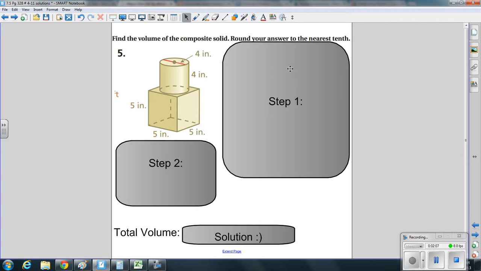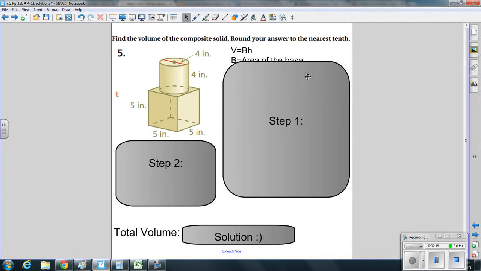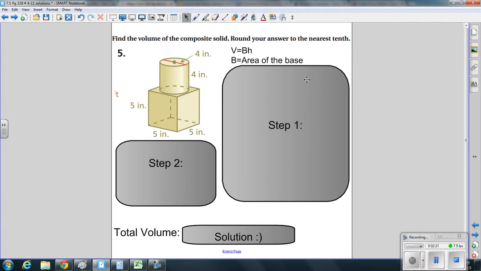So let's take a look at step 1. And just for a second, take a look at your instructions. Find the volume of the composite solid. Round your answer to the nearest tenth. So volume equals area of the base times the height. And remember, B represents area of the base.